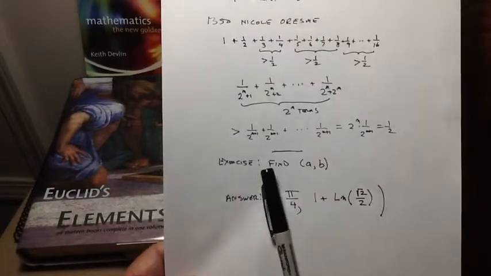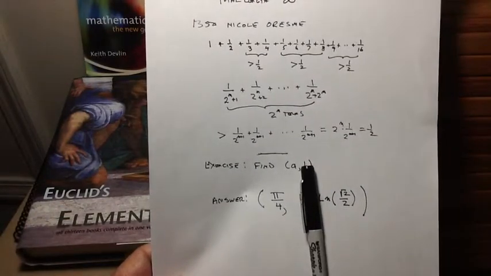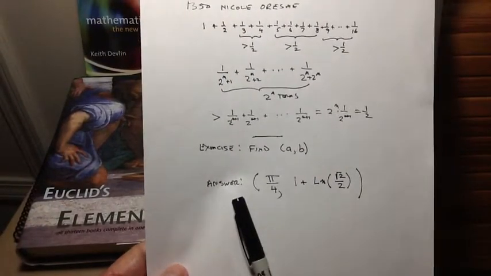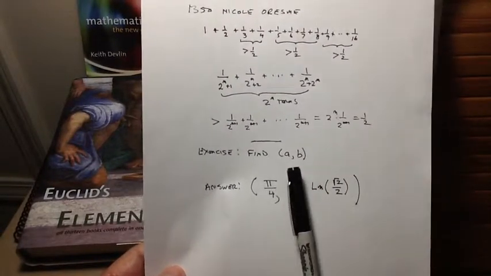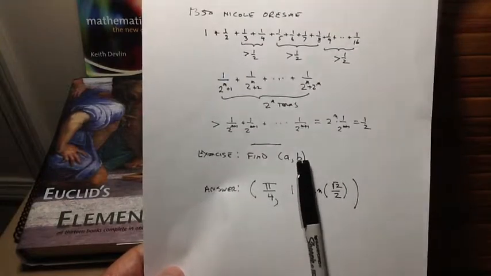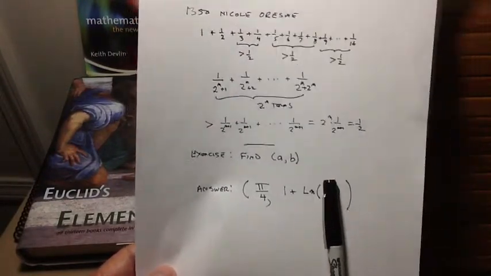Okay, now I want to give you Tier 4 students an exercise. I want you to find that limit point, a over b. Now, here's what the answer is going to be. I always give you the answers. A is going to be pi over 4. Wow, how did pi get into this thing? And B is going to be 1 plus the natural log of square root of 2 over 2.